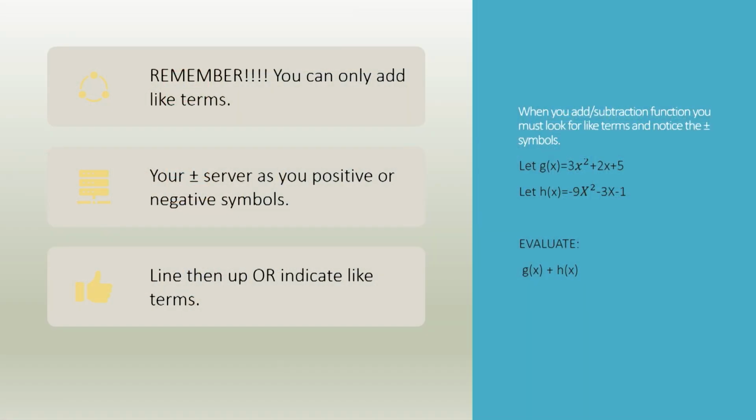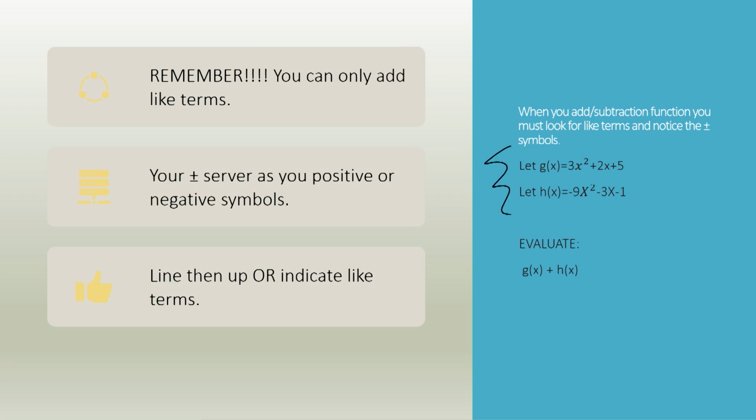Let's see what it says. Remember, you can only add like terms. Your plus and minus inside that equation or expression is going to serve as your positive and negative. And then it says line up or indicate like terms, which is a good thing to remember. All right, so let's look at this one over here. It says when you add or subtract functions, you must look for like terms and notice the plus or minus inside. All right, so let's look right here.